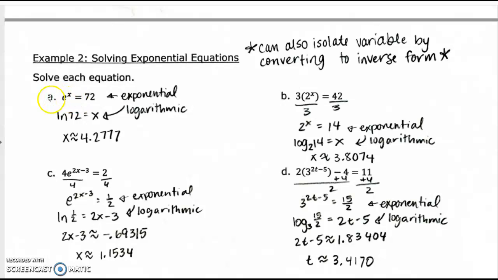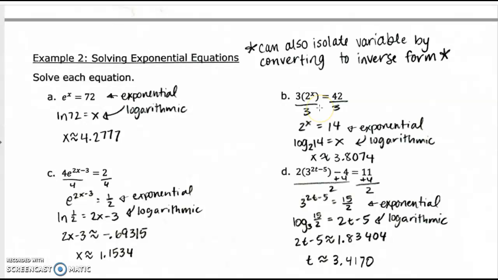All I'm doing is rewriting this as the other form of the equation, because they are inverses of each other. They solve each other, they cancel each other out. A logarithmic will isolate the variable for you of an exponential equation, and vice versa, an exponential will isolate a logarithmic variable for you. So then you get directly to x equals natural log of 72, and you can just plug that into the calculator and round it.